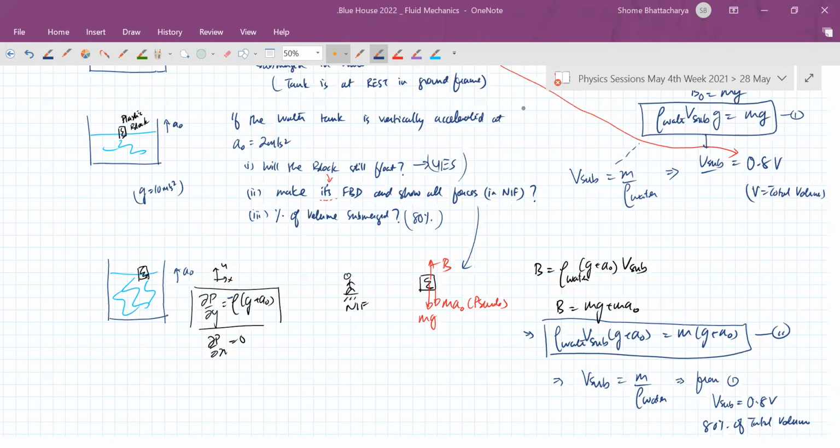So along with weight there is a pseudo force acting, but also the pressure gradient increases. So the formula for buoyant force changes here because the vertical pressure gradient is no longer minus rho g. It is minus rho of (g plus a naught).